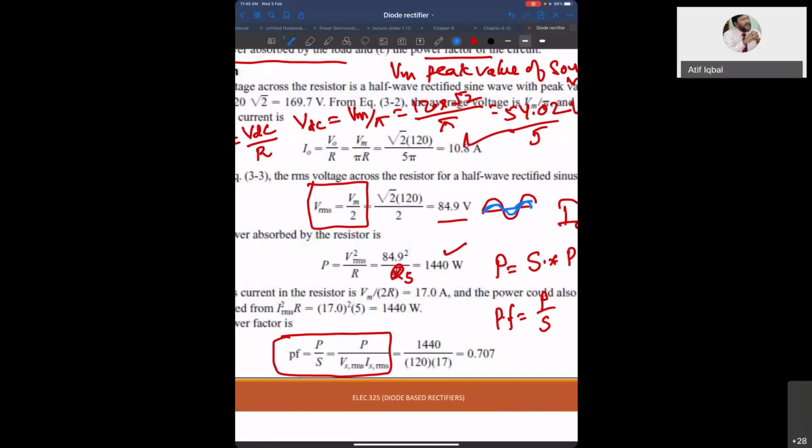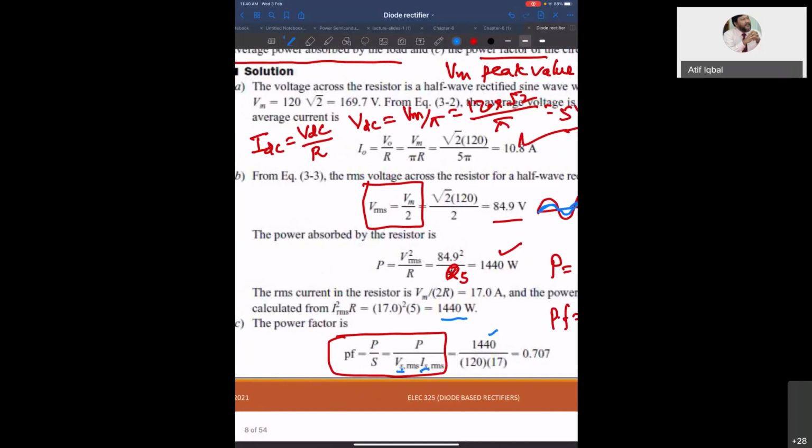So active power is your power loss, 1440, and the apparent power is Vs RMS into Is RMS. This is source side voltage and current. And the source current and the load current are the same. So I RMS is your 17 ampere and V RMS is 120, that is given. So you calculate the power factor from here.